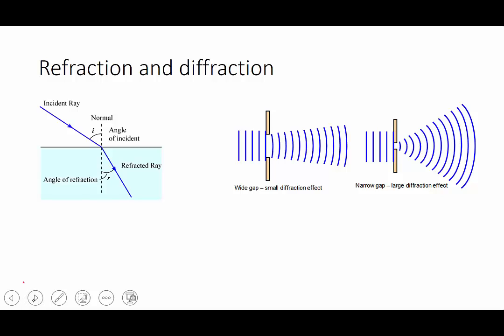Okay, so refraction and diffraction. Refraction is our first diagram on here, and diffraction is our second diagram. So we'll start by talking about refraction. Refraction is when light bends because it's travelling from one material into another.